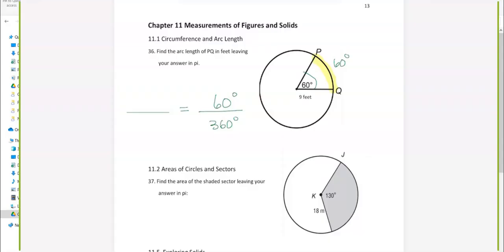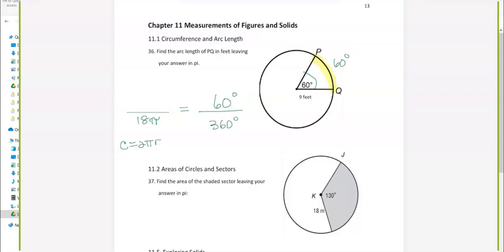Okay, then because we're looking for length, we're going to put at the denominator of the first fraction the circumference. So circumference equals 2 pi r. You also will be given that formula. The r is 9, so 9 times 2 is 18, and then you bring the pi along. That's how you want to write that. That's the circumference of the whole circle. So both of these bottom numbers pertain to the entire circle.